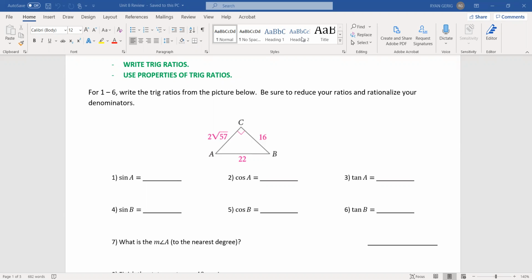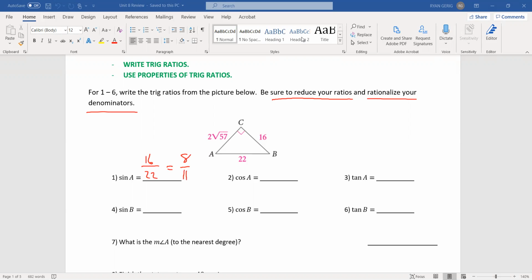So the sine of A, when you're looking at A, you should know that sine is opposite over hypotenuse. So which side is opposite angle A? That would be 16. Which side is the hypotenuse? That would be 22. Now, make sure you read the directions. This is one of the times when you do have to reduce. You also have to rationalize the denominator. So there's only one of them that has to rationalize the denominator, and we'll get to that one in a little bit. But reducing, you're going to have to do that on every problem. 16 over 22 reduces to 8 over 11.